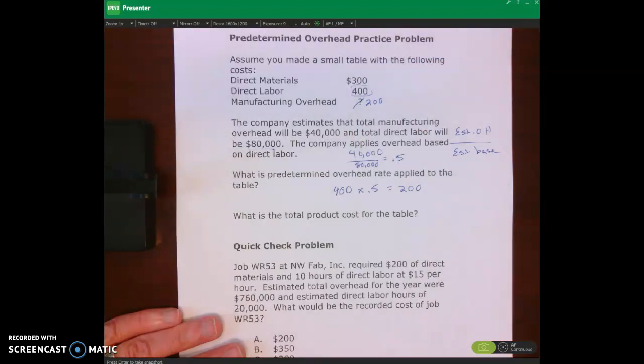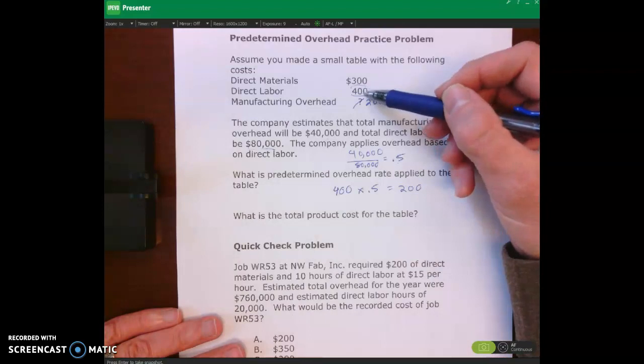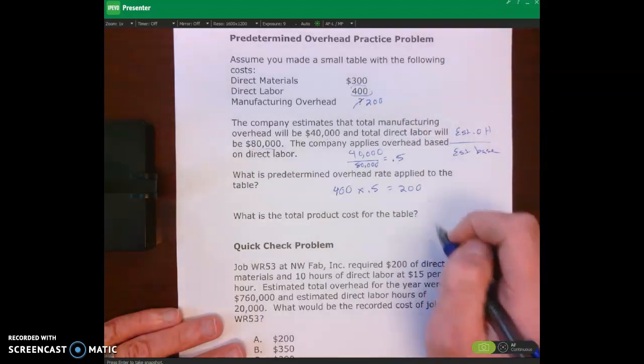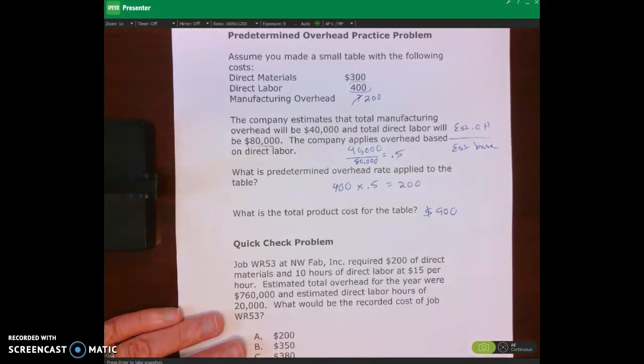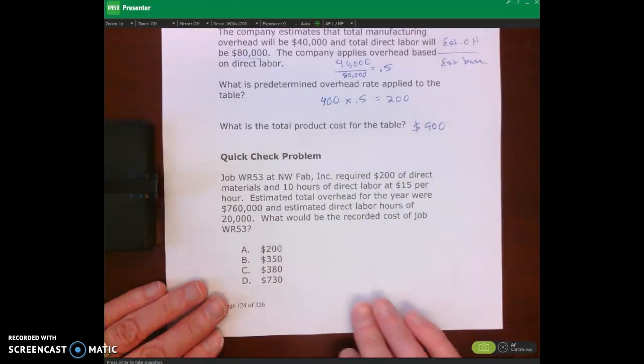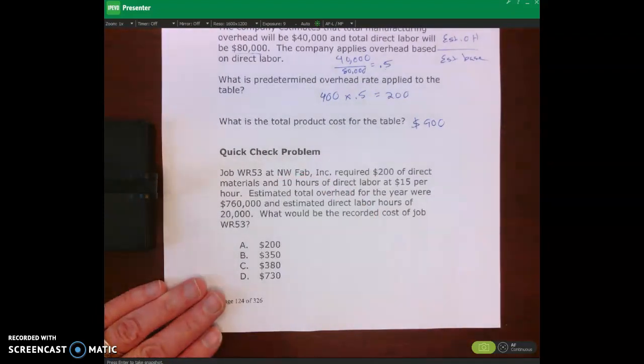So now what's the total cost of the table? The 300 plus the 400 plus the 200, because we know that the total cost of a job is equal to materials, labor, and overhead. So now the total cost is $900. Okay? So I want you to pause the lecture video right now and do this quick check problem, okay?